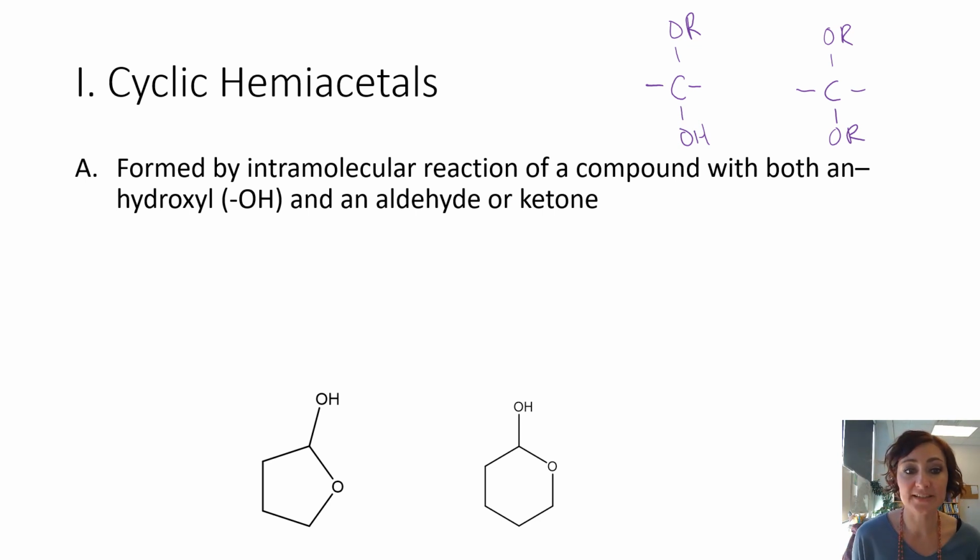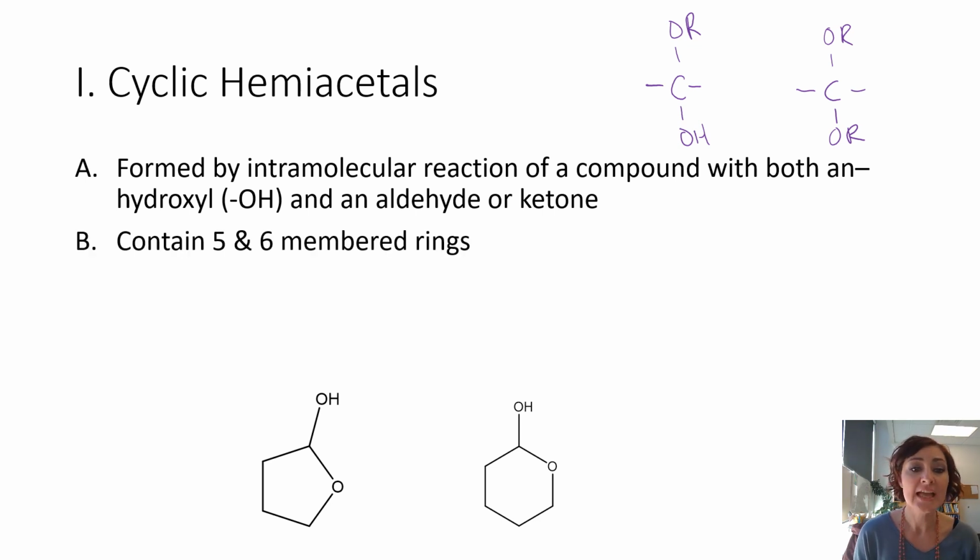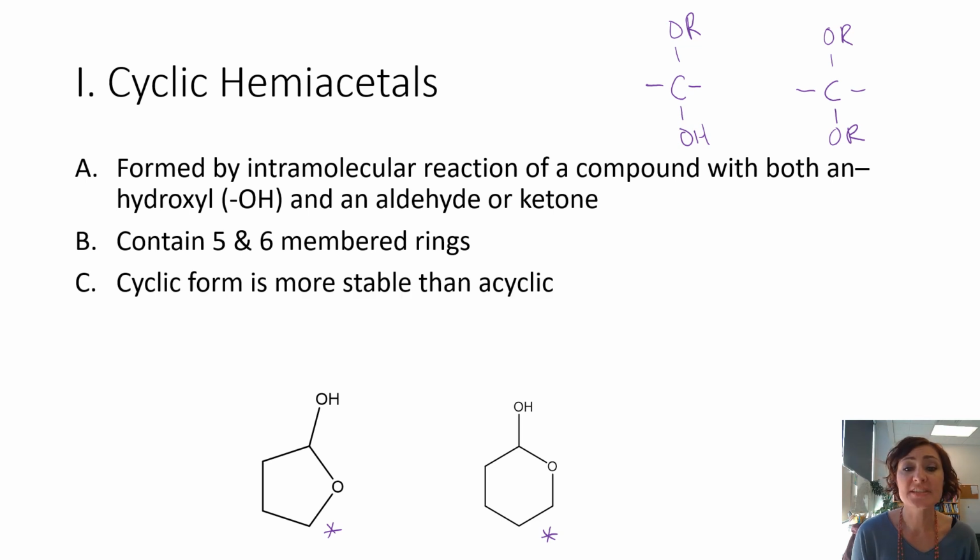In a cyclic hemiacetal, you have a reaction of a compound that has an aldehyde or ketone, and it will react with a hydroxyl group or an OH group on the same molecule. So you have at two ends an aldehyde or ketone and a hydroxyl, and those are going to come together, react to form a cyclic structure. They can contain 5 or 6-membered rings, and I have an example down here of a 5-membered ring and a 6-membered ring. And the cyclic form is more stable than the acyclic form, which is why it tends to do this. So if you have an aldehyde or ketone and a hydroxyl group on the same molecule, most likely that's not as stable as the cyclic form, which is why the reaction happens.